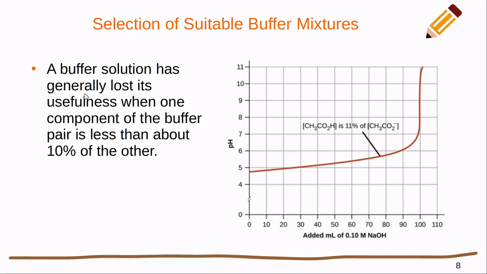A buffer solution has generally lost its usefulness when one component of the buffer pair is less than 10% of the other. So here we can see that this is what we would call the buffering region as we add sodium hydroxide. And we see that once we're within that 10% region, it's going to rapidly shoot up. That last 10% is going to have quite a bit of change, whereas the 90% before that only had a very small gradual change in pH.